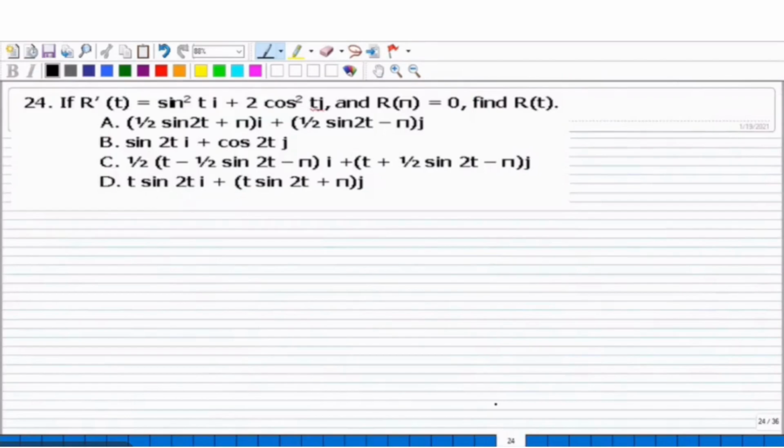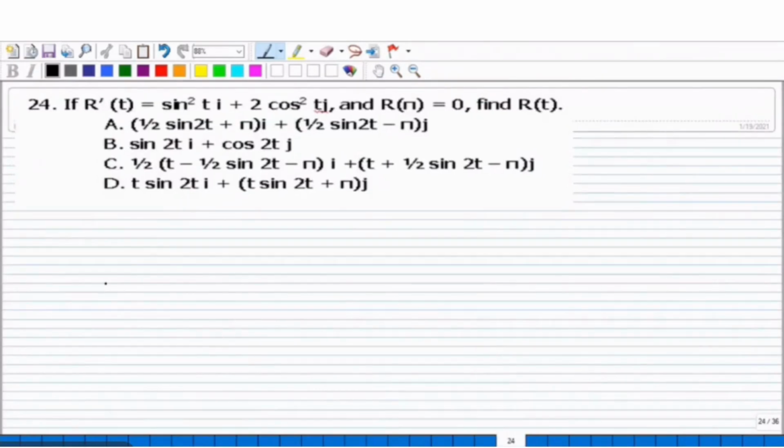Okay, next, number 24. If r prime is equal to sine of sine squared t i plus 2 cosine squared t j, and r of pi is 0, we are going to find r of t. Take note po, ang binigay po sa atin is r prime. Out of this r prime daw, hahanapin natin yung r of t given yung ating r of pi is equal to 0. Pero may napapansin ba kayo?